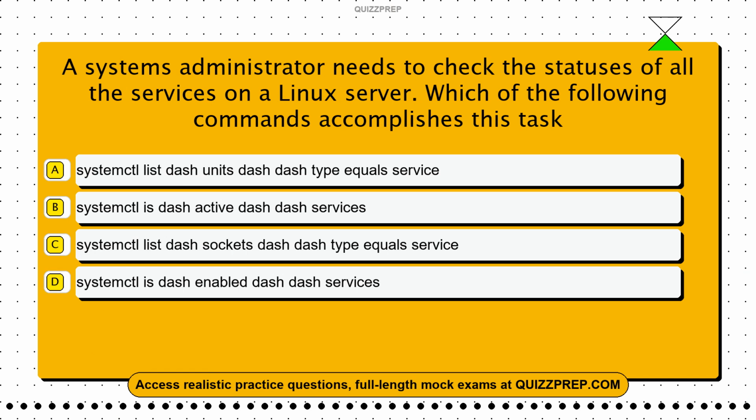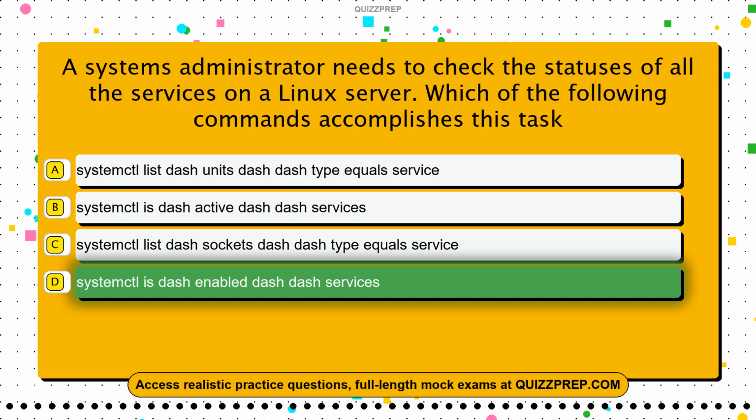A systems administrator needs to check the statuses of all the services on a Linux server. Which of the following commands accomplishes this task? Option A, systemp-list-units-type equals service. Option B, systemp-active-services. Option C, systemp-list-sockets-type equals service. Option D, systemp-enabled-services.